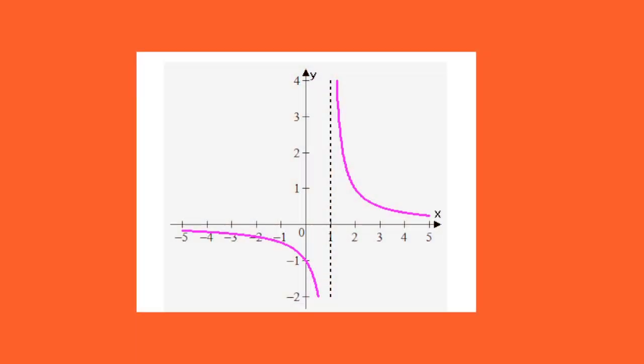In our second example, we have 1 over x minus 1. They have an asymptote at 1, and they never touch. Both sides are infinite.